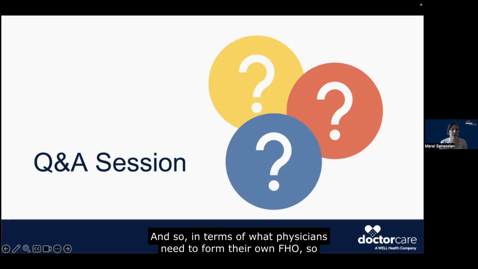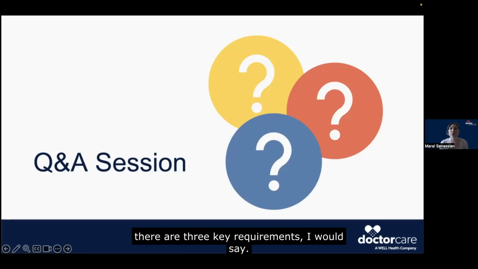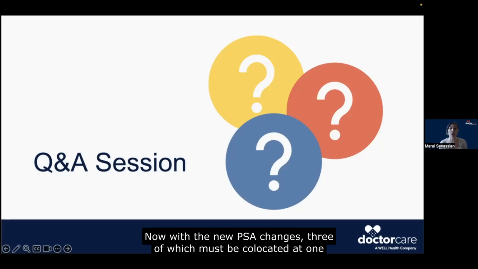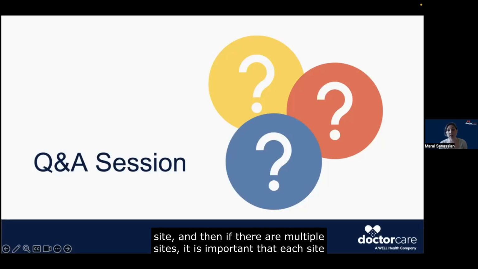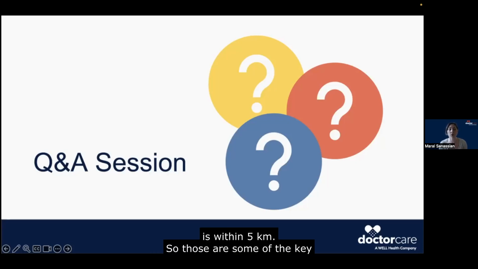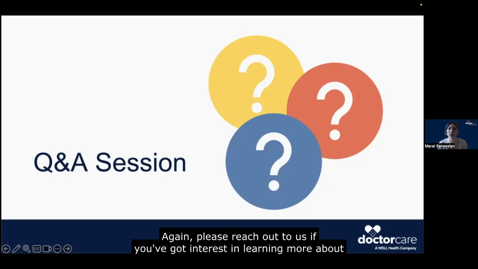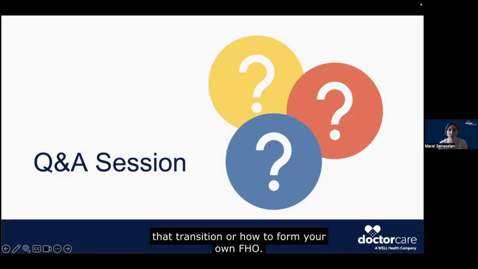In terms of what physicians need to form their own FO, there are three key requirements. You need to be a group of six at minimum now with the new PSA changes, three of which must be co-located at one site. And if there are multiple sites, it is important that each site is within 5 kilometers. Those are some of the key requirements that we see come up over and over again. Again, please reach out to us if you've got interest in learning more about that transition or how to form your own FO. We have loads of experience and we can definitely help.